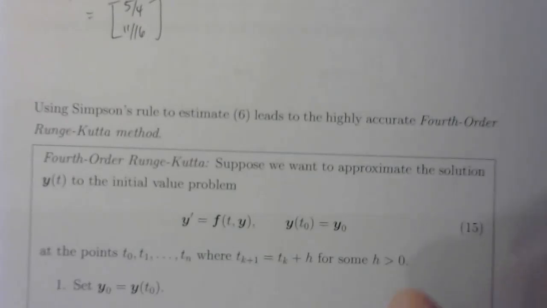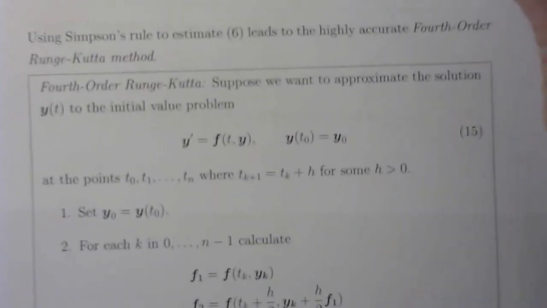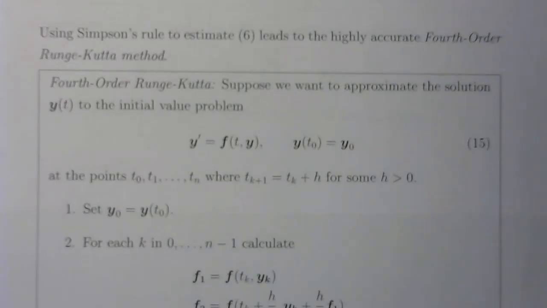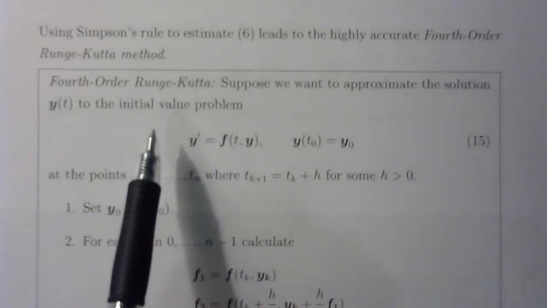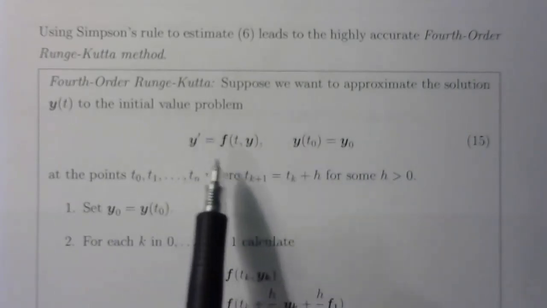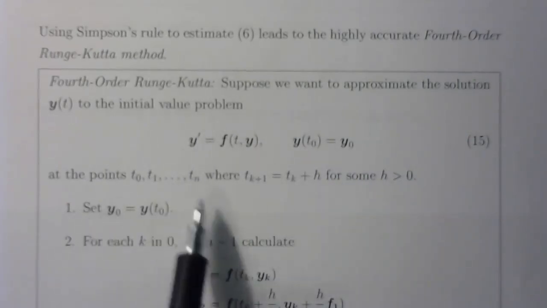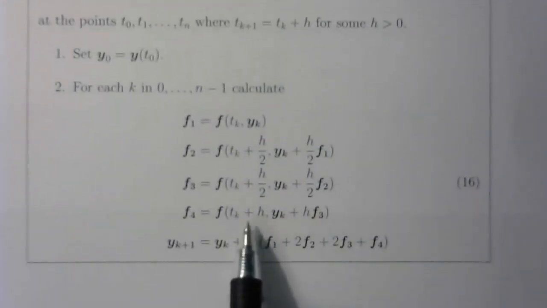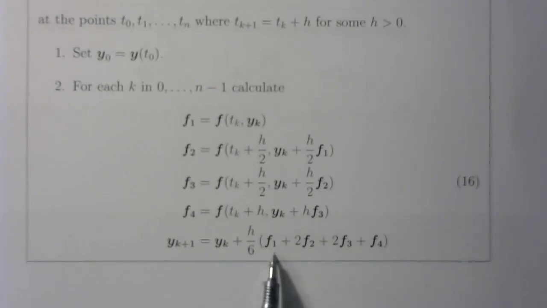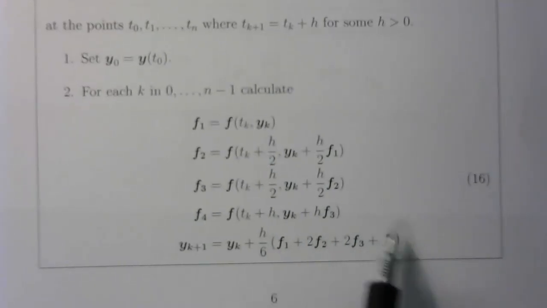But we have another method to talk about, which will give an even more accurate estimate for that interval. So you might remember Simpson's rule, which gives an even better approximation to the area under a curve for an interval. So when we apply Simpson's to approximate that interval, we get what is called the fourth order Runge-Kutta method.